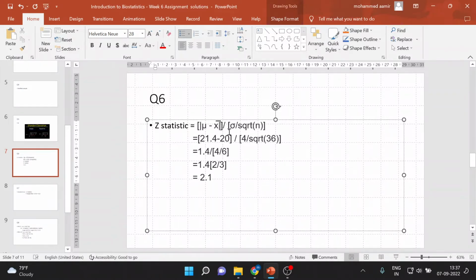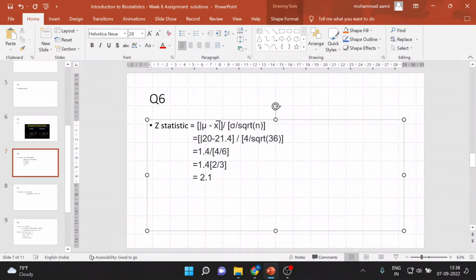divided by sigma by square root of n, where n is your sample size, and when you substitute the values you get 21.4 minus 20. 20 is your hypothetical mean. I've just interchanged this, maybe I'll write it the same, and then I just interchange this so that there's no more confusion.